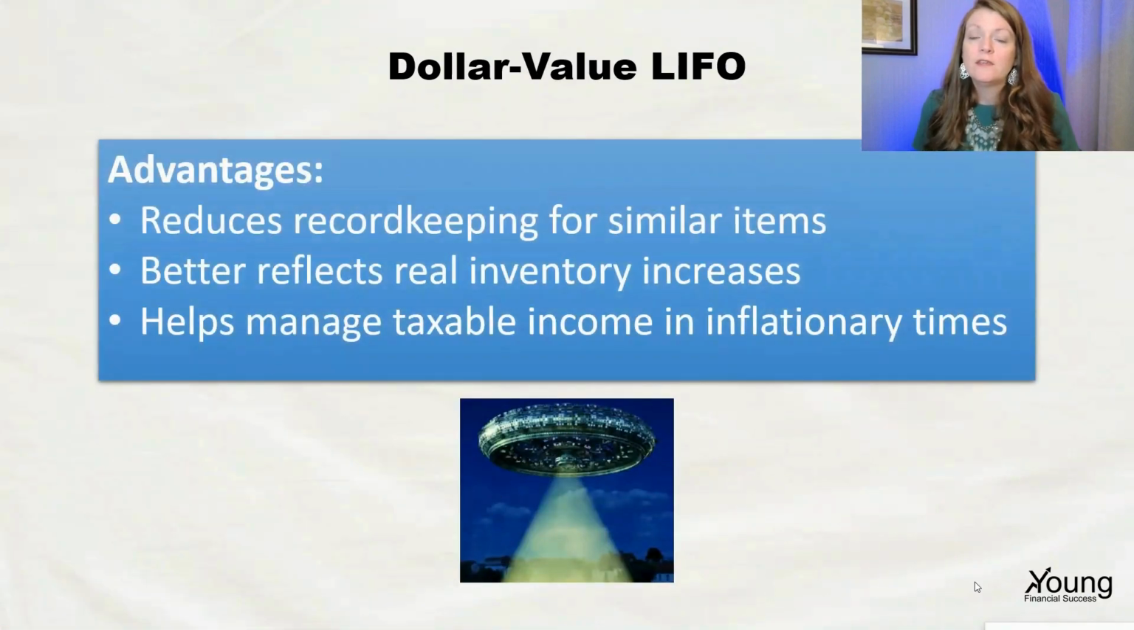All right, the advantages of this, and then we end this chapter. We end the inventory methods. Of course, chapter 9 is all about inventory as well. It's just a little shift, and we look at reevaluating the costs and such with inventory. But the advantages of using this complicated method is it reduces record keeping for similar items, so we can pull things together. It better reflects real inventory increases, so we're kind of taking the inflation out of it and we're considering, okay, what's really going on with inventory here, and it helps manage taxable income in inflationary times. So that is helpful as well.